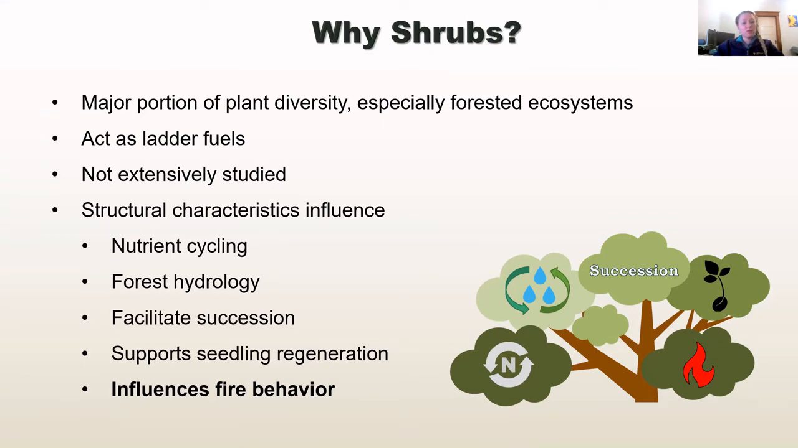They act as ladder fuels, which could lead to stand-replacing fires. They provide food and shelter for much of our wildlife and play a central role in maintaining ecosystem functions. Their structural characteristics influence nutrient cycling, forest hydrology, facilitate succession, and support seedling regeneration. Shrub architecture also significantly influences fire behavior, which is obviously of particular interest in this study.